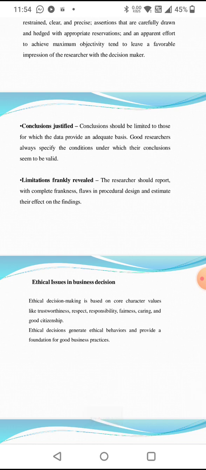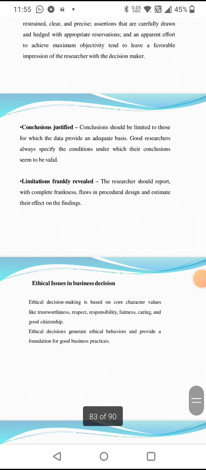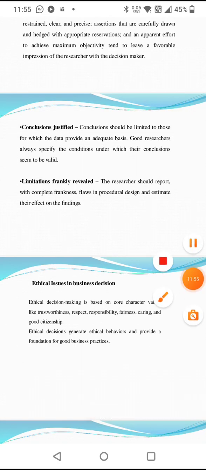Conclusions are justified. So, what do you mean by this? Conclusions should be limited to those for which the data provide an adequate basis. Good researchers always specify the conditions under which their conclusions seem to be valid, and limitations are frankly revealed. So, how do you reveal that? The researcher should report with complete frankness flaws in procedural design and estimate their effects on the findings.